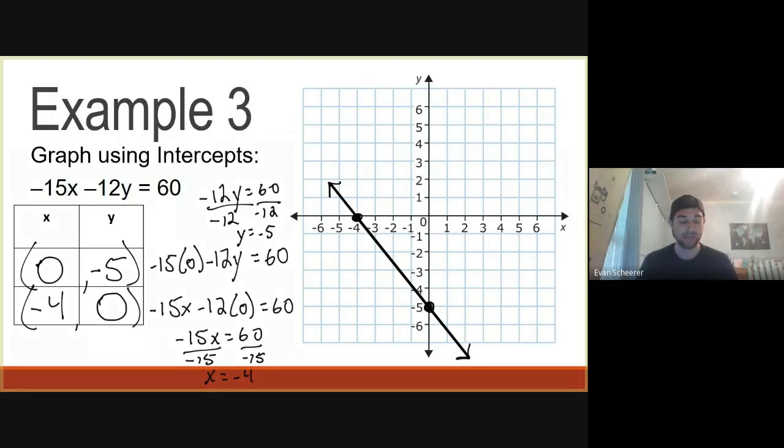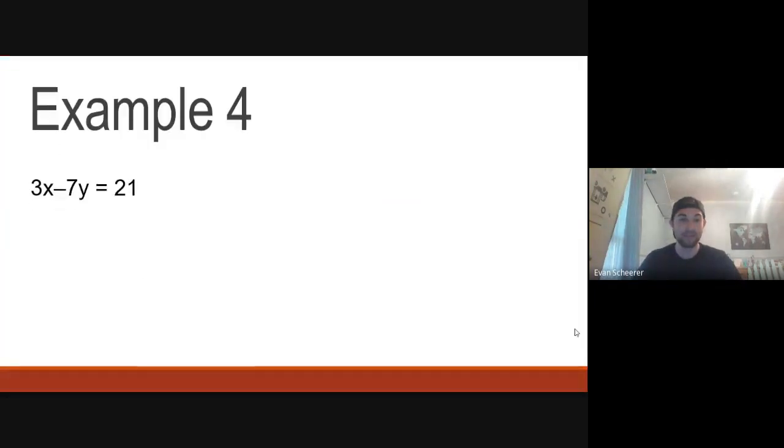We use intercepts. I did not make slope-intercept form. I didn't have to. I plugged in 0 for x. I got my y value, which is your y-intercept. I plugged in my 0 for y. I got my x value, which is my x-intercept. Once I got those two intercepts, I could graph them and get my straight line. You only need 2 points in order to graph. All right, let's do one more example of this and then call it a day.